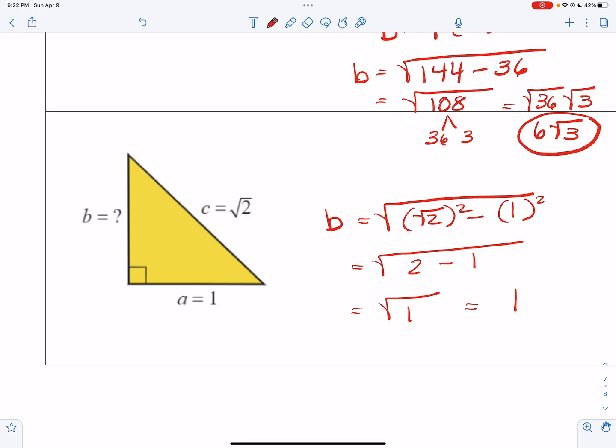And this is actually a special triangle. It's a 45-45-90 degree triangle where the lengths of both of the legs are the same. Okay, so that finishes 16.1.